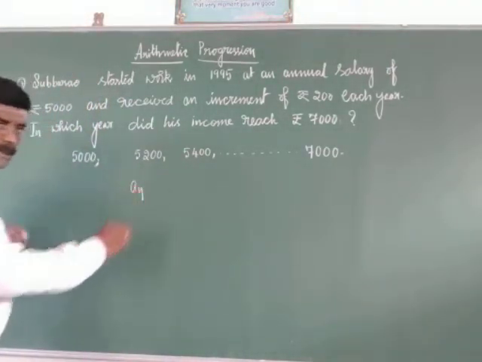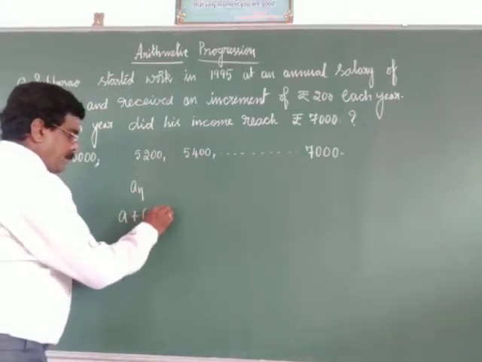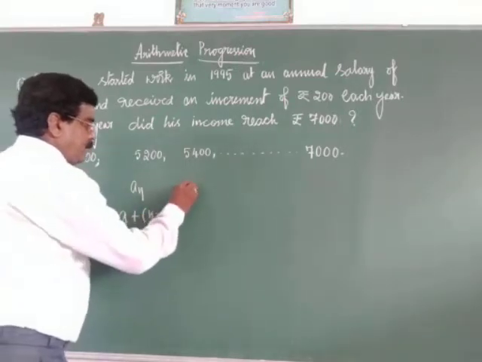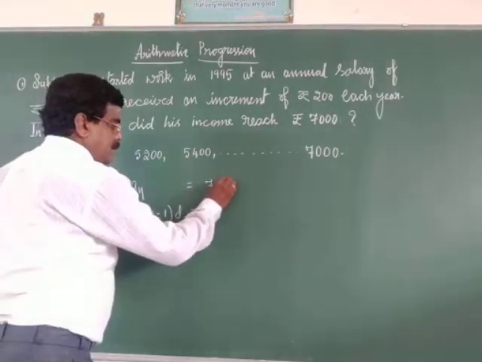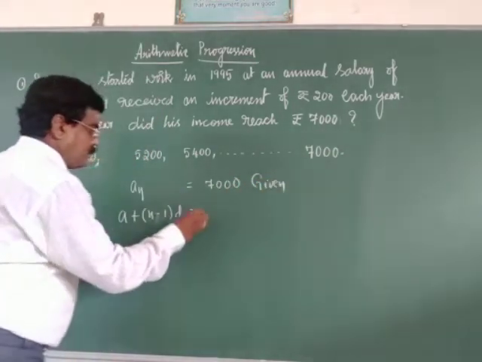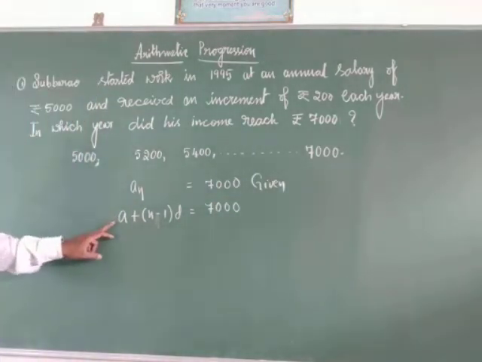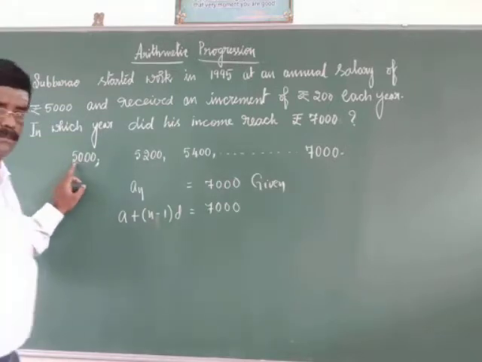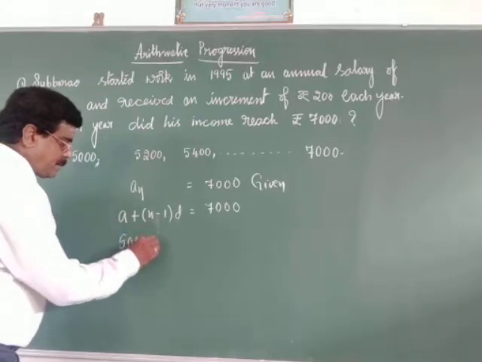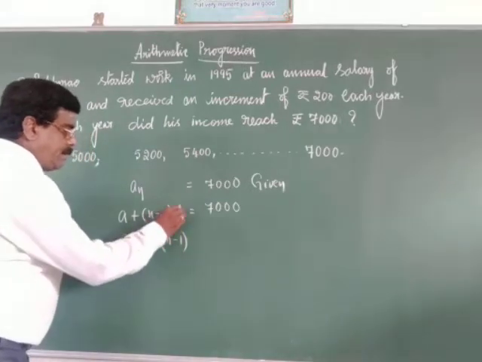That is An is equal to, below that you write down the formula, A plus (n minus 1) into d equals 7,000. This is given. Next, A means here is the first term. A is 5,000, plus n we don't know how much. We have to find out. Hold it as it is.